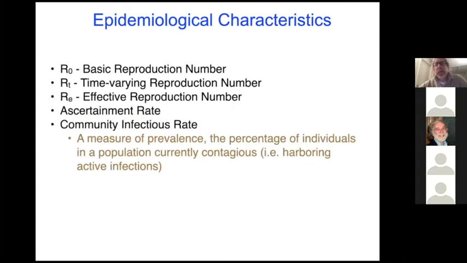Another one is the community infectious rate. This is a measure of prevalence, and prevalence is the number of people who are currently infected. But in this case, we're looking at the number of people who currently are contagious. They're actually harboring active infections. And in the case of something like SARS-CoV-2, there is a latent period where the virus is replicating within a host and the person is infected but not yet contagious. They're not shedding enough of the virus to actually be contagious. Where exactly that point lies is something that we don't know precisely, but we would like to make an estimate of how many people in a community are walking around and currently contagious. That's something we would really like to know.